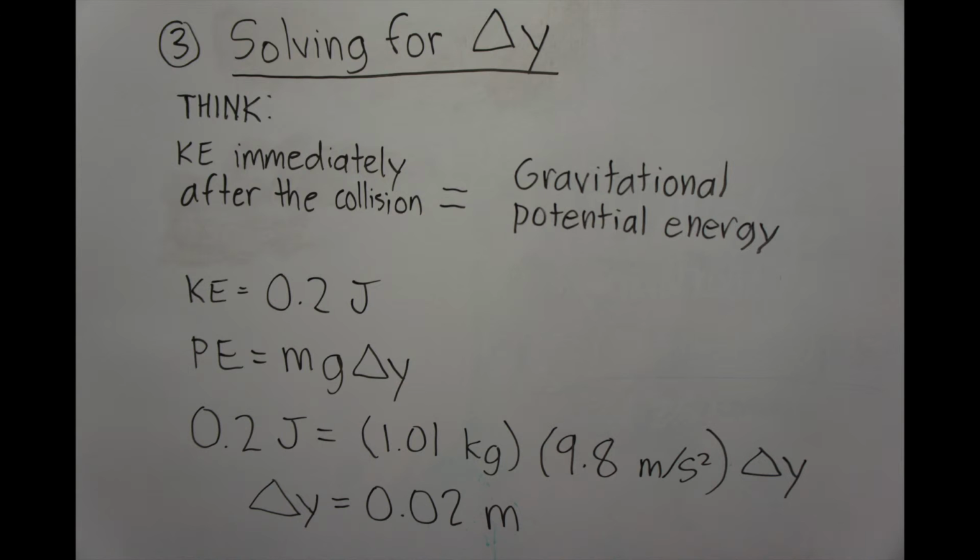Now we calculated in step 2 that the kinetic energy immediately after the collision is equal to 0.2 joules. Below we have the equation for potential energy, PE equals mg delta y. We set these two equal to each other and plug in the kinetic energy as well as the combined mass and the acceleration of gravity and solve for delta y, which turns out to be 0.02 meters.